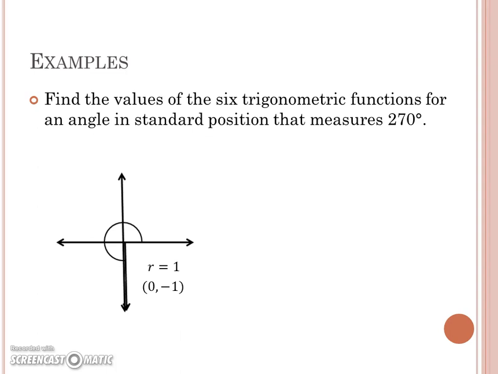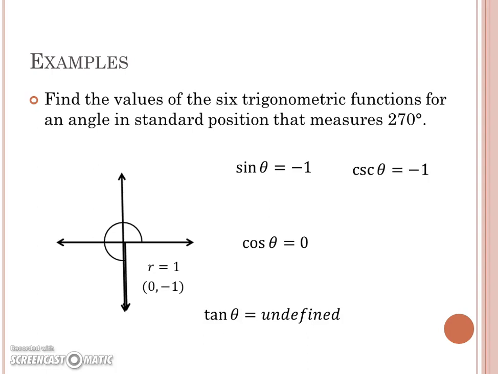So to find sine, cosine, tangent here, our sine is -1 over 1. Our cosine is 0 over 1, which is 0. And our tangent would therefore be -1 over 0, which is undefined. So our cosecant is 1 over -1, so it's -1 still. Our secant is 1 over 0, which is undefined. And our cotangent would be 0 over -1, which is 0.